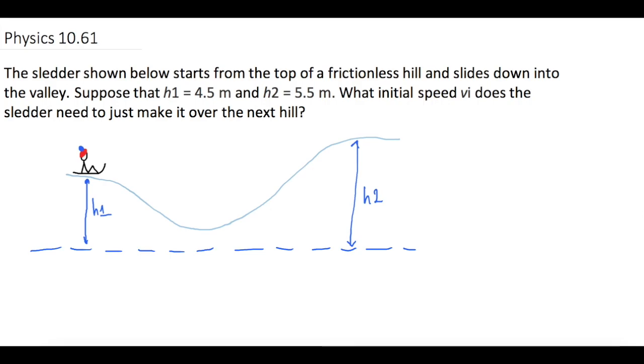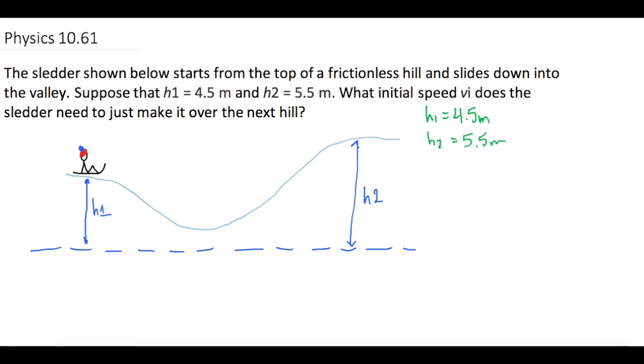A sledder starts from the top of a frictionless hill and slides down into the valley. Suppose that h1 equals 4.5 meters and h2 is 5.5. What initial speed, v initial, does a sledder need to just make it over the top of the next hill? So we have h1 equals 4.5 meters, and h2 is 5.5.